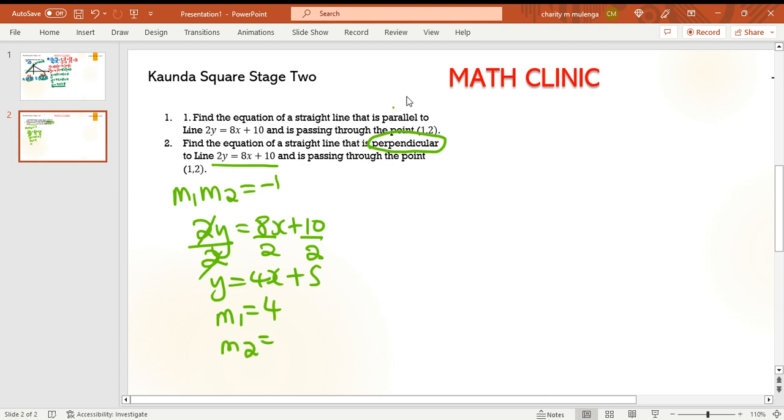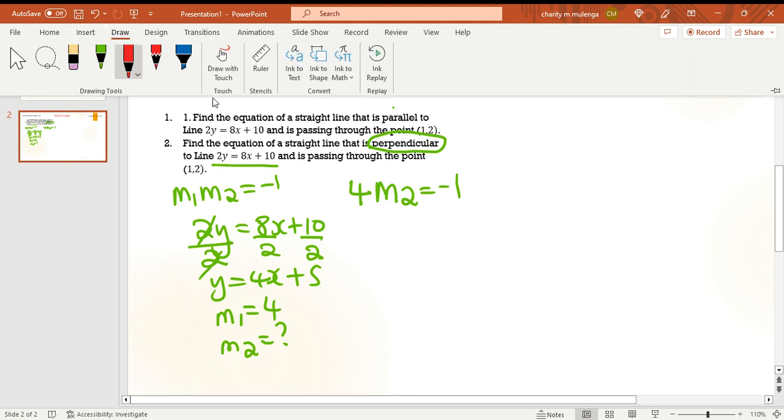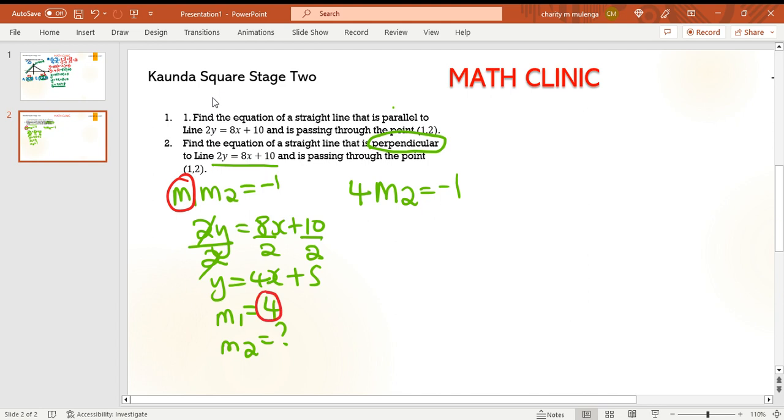What is m2? How do you find m2? We are going to use that formula. Remember, with perpendicular lines, you always have to use the inverse gradient. So we're going to say, you replace m1 with 4, m2 is equal to negative 1. So we have replaced m1 with 4 there. To make m2 the subject, you just divide both sides by 4. So in short, our gradient is negative 1 over 4, and it's passing through the point 1 comma 2.